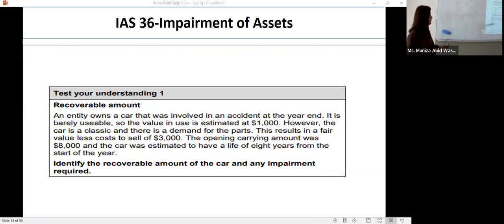Okay, now understanding number 1 is there. Identify the recoverable amount of the car and any impairment required. This is on the concept which we have discussed earlier. Can you do that question? Try to do it by yourself, students. With the help of that flow chart, do it.